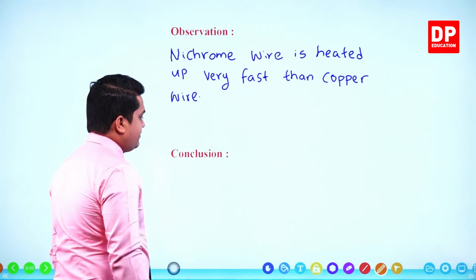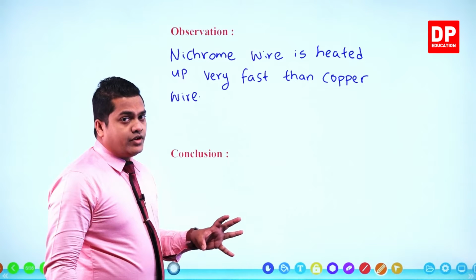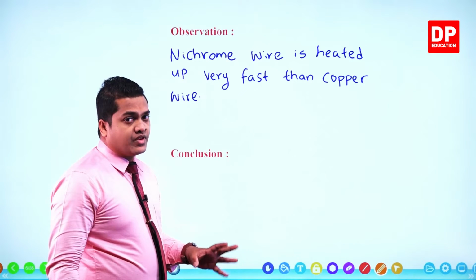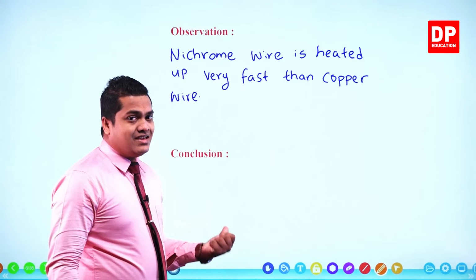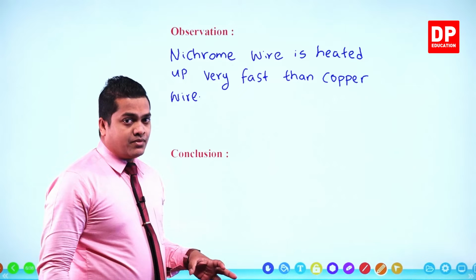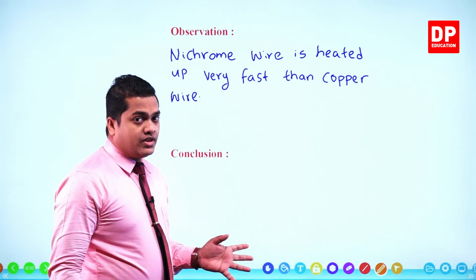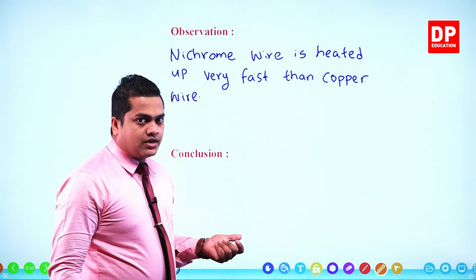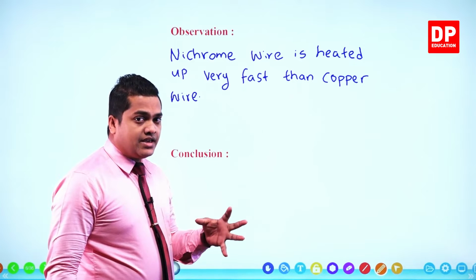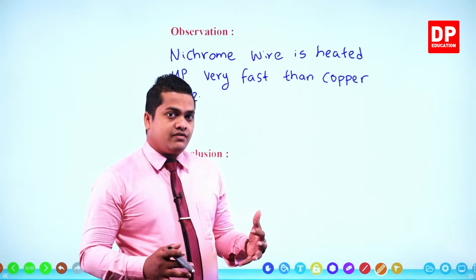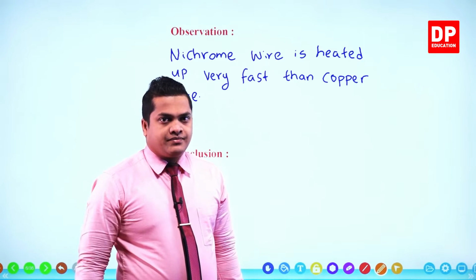So the conclusion that we can take from this activity is that when you take copper and nichrome, these materials have different heating effects when electricity is being provided, right? So by that way we can conclude that finally different conductors are providing different kinds of heating effects when they are connected to circuits, right?